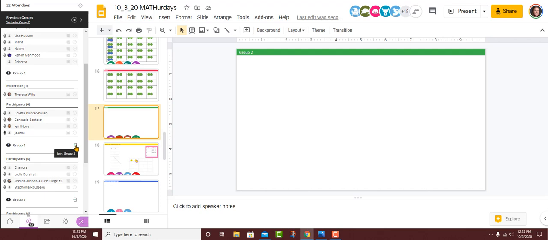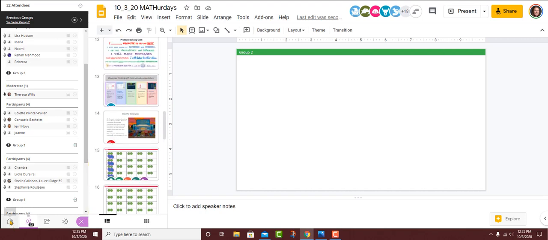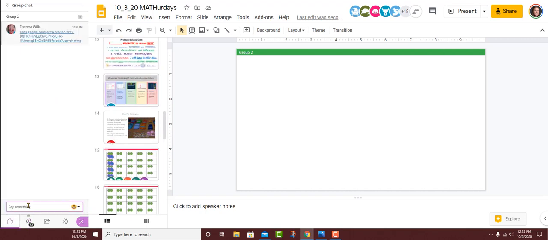And I joined late, so I'm not even sure how to access the manipulatives. Oh, so there's a couple on slide 13. Let me make sure you have the link for the slides.